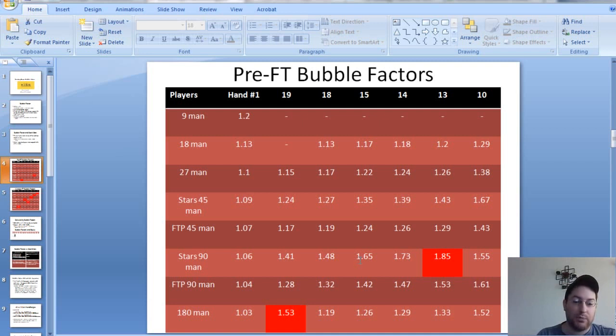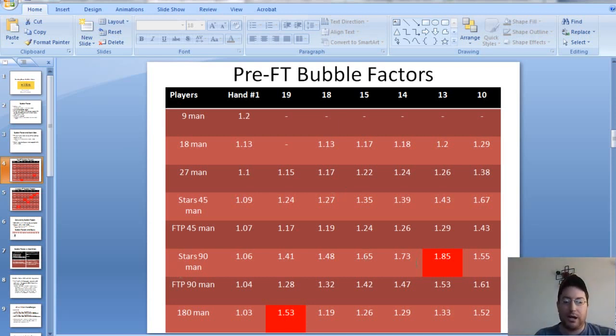Versus, let's say, and I'll jump ahead real quick to a 180-man. A 180-man is very top-heavy. So you don't have a lot of big pay jumps in between, but you have some big pay jumps in the top 3 spots. So once you get into the money, your goal really is to get to those top spots. Therefore, we don't need to give as much consideration to ICM. There's not as much of an ICM tax.